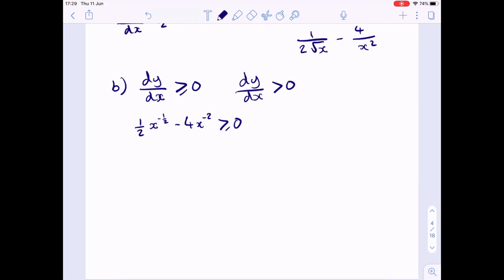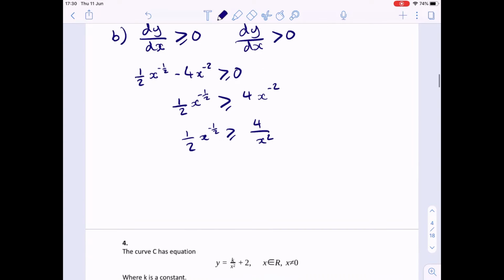okay, 0 times x squared will just remain 0. In fact, what I could even do is write it as a half x to the minus half is going to be greater than or equal to, if I add 4x to the minus 2 to both sides, I can think about it like that. And this is a half x to the minus half is greater than or equal to 4 over x squared. So what I'm going to do is I'm going to multiply through by x squared.